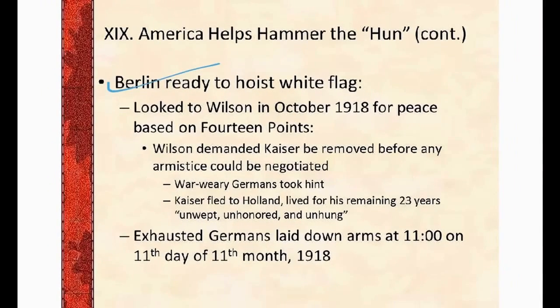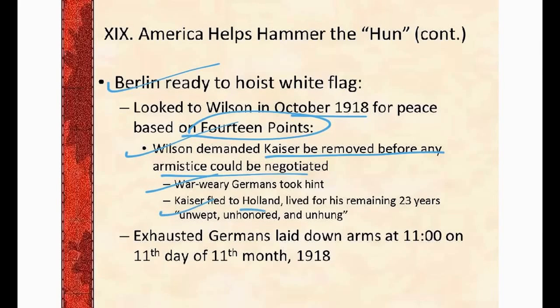Berlin was ready to hoist the white flag, and they looked to Wilson in October 1918 for peace based on his 14 points. Wilson demanded the Kaiser be removed before any armistice could be negotiated, and the war-weary Germans took the hint. The Kaiser fled to Holland, lived for his remaining 23 years, unwept, unhonored, and unhung. The exhausted Germans laid down their arms at 11 o'clock on the 11th day of the 11th month, 1918.